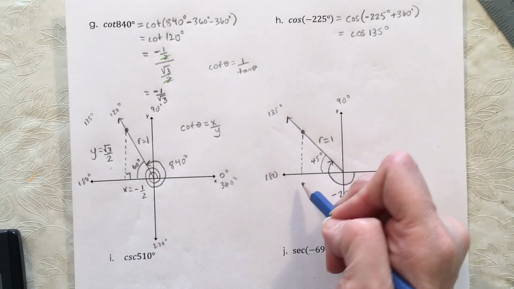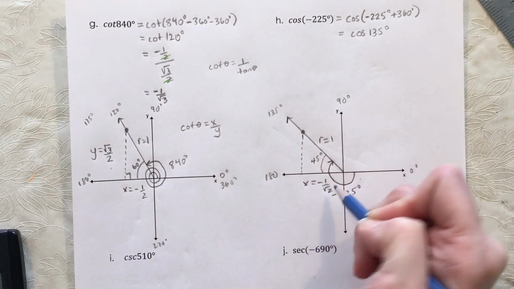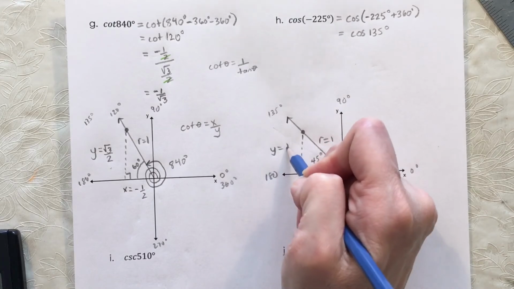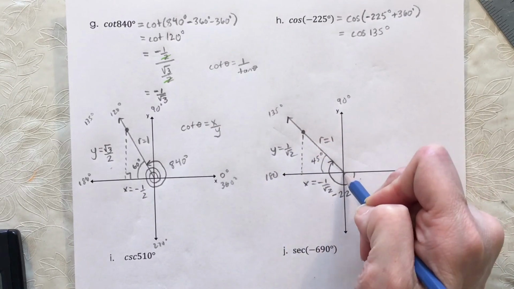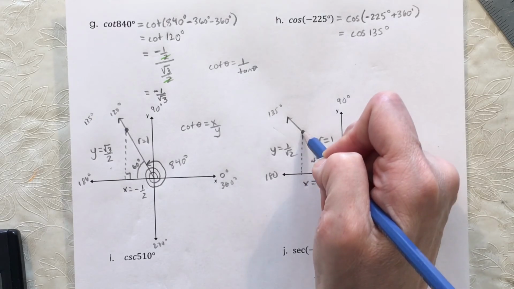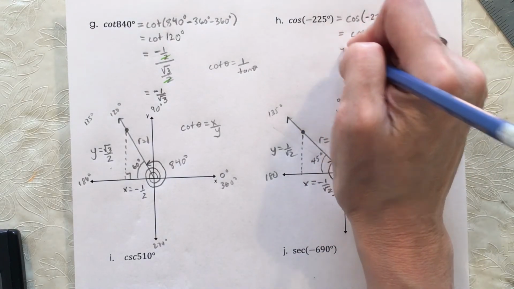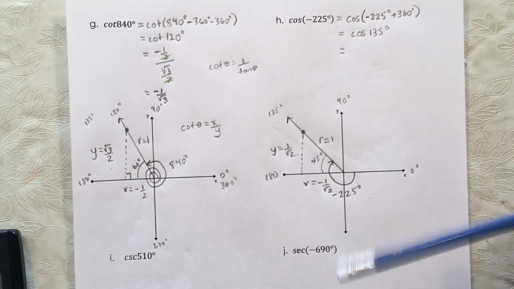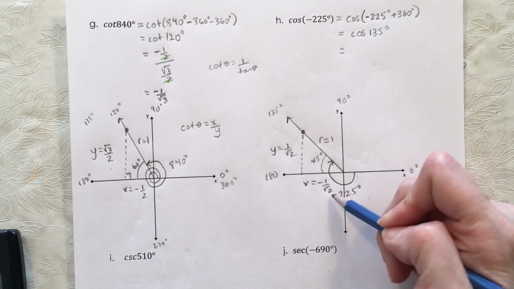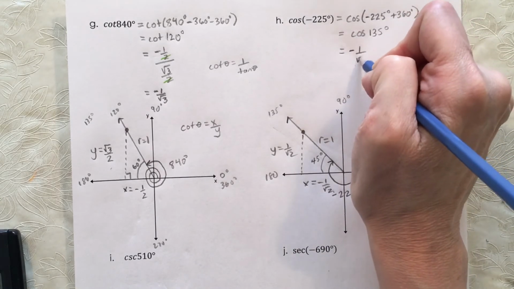So in the second quadrant, it makes sense for the x to be negative and the y to be positive. So from 0, 0, you'd go left 1 over root 2 and then up 1 over root 2. So then cosine of 135 is the x value divided by the r value, so negative 1 over root 2 divided by 1, which is just negative 1 over root 2.